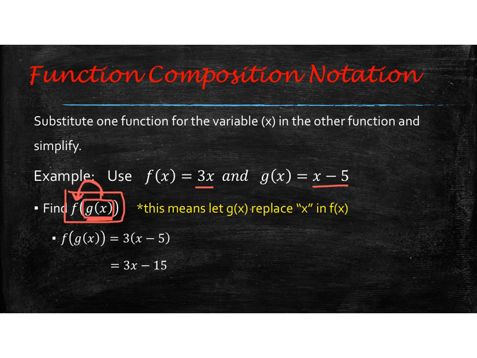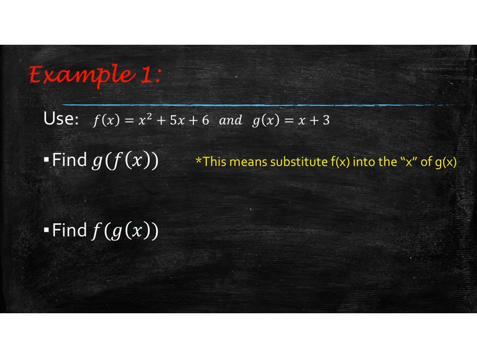So what this is going to look like is it's going to take this whole g of x function and substitute it in place of x. So you will have 3 times x minus 5, and then you just want to go ahead and simplify this, and so you would distribute, and that would be 3x minus 15. So f of g of x would be equal to 3x minus 15.